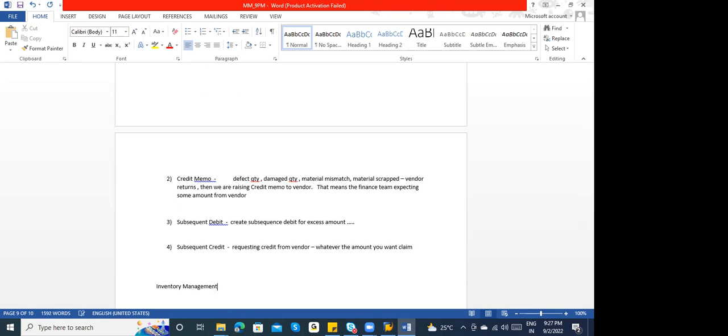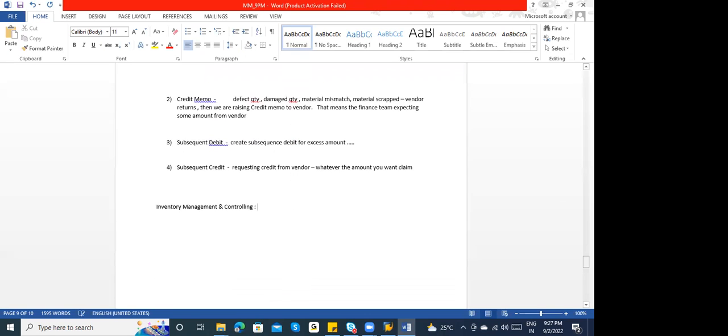Inventory management and controlling. So if you remember, we discussed receiving the goods and vendor returns, the stock returns. But in case of internal transfers, at the location level, there will be different types of stock we have. Did we discuss stock types as of now?